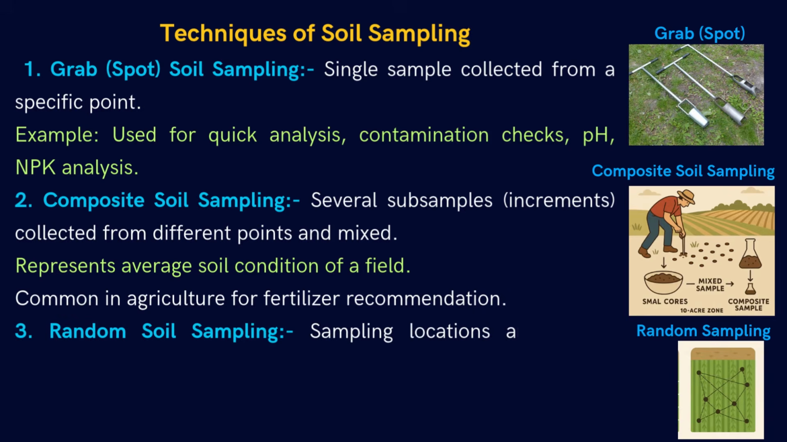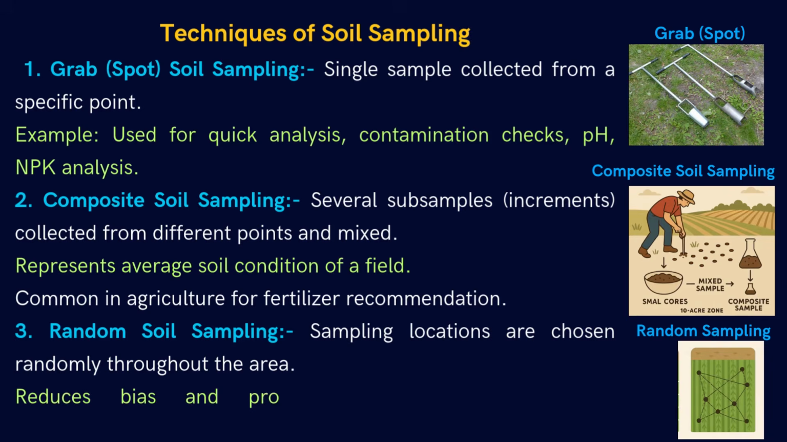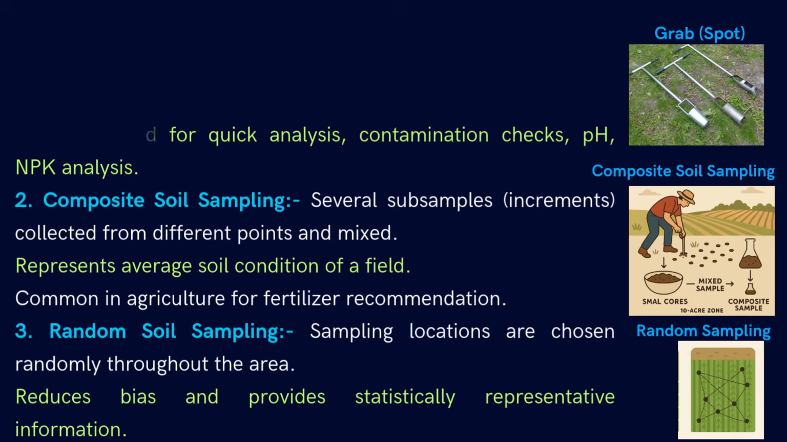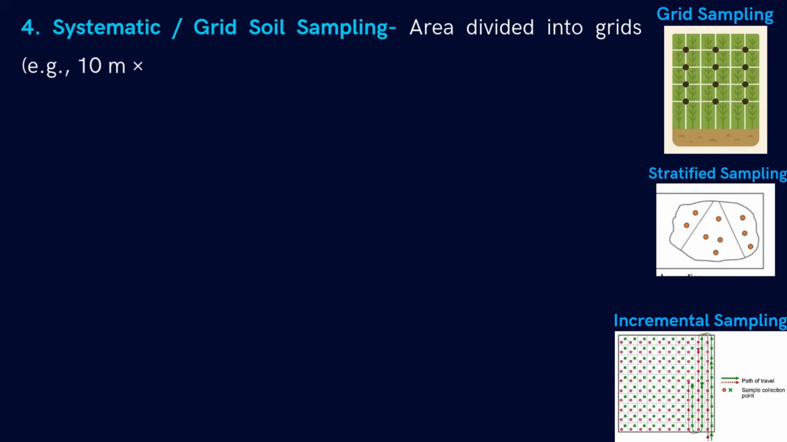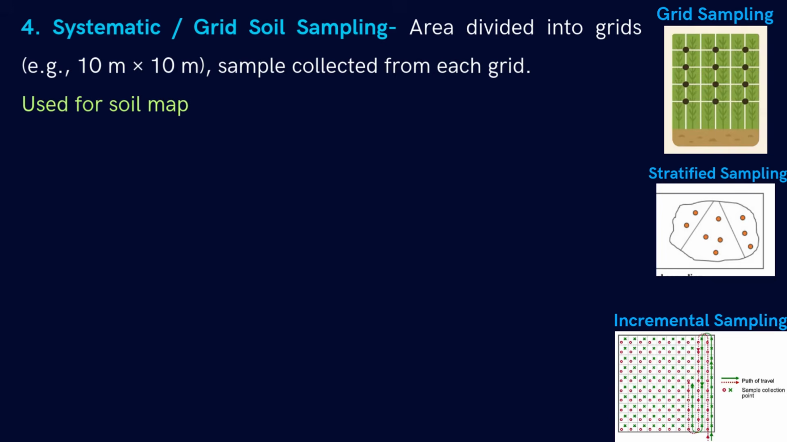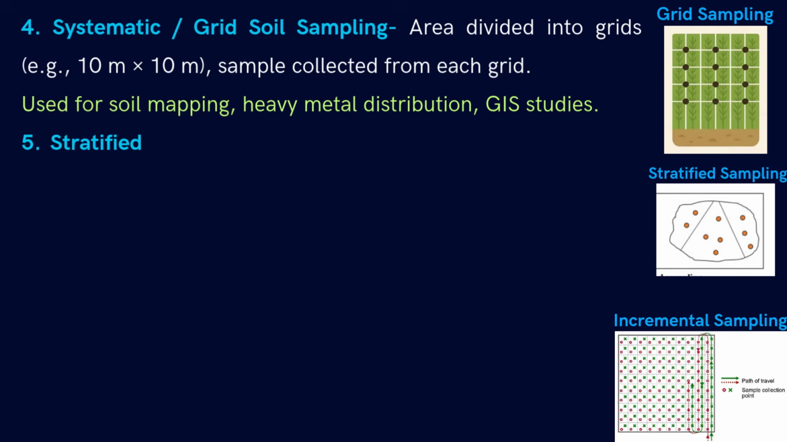Third one is random soil sampling. Sampling locations are chosen randomly throughout the area. Reduces bias and provides statistically representative information. And then fourth one is systematic grid soil sampling. Area divided into grids. Example: 10 meters by 10 meters, sample collected from each grid. Used for soil mapping, heavy metal distribution, GIS studies.